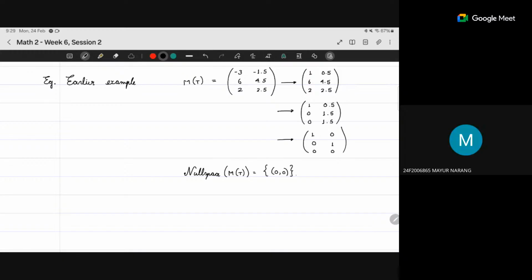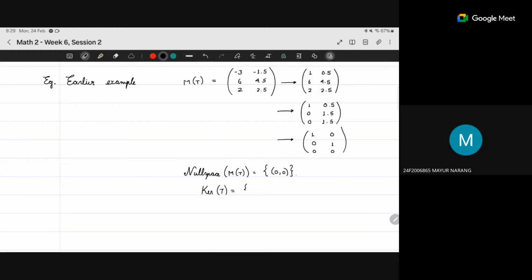If we have 1 0 0 1, then the null space would be trivial. Okay, we'll take up an example where the null space is actually non-trivial. In this case, the null space is trivial. The null space of the matrix is trivial, which means that the kernel of T is also trivial.